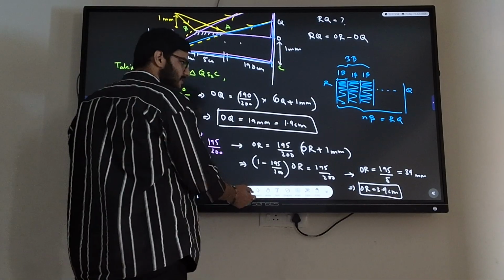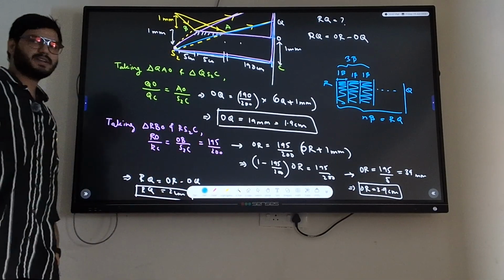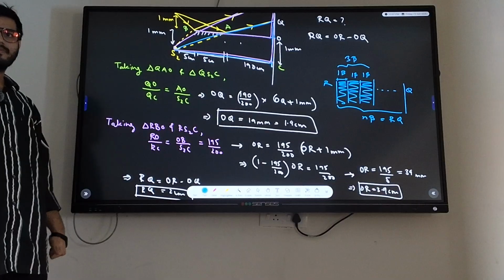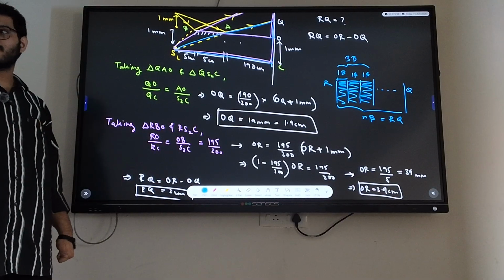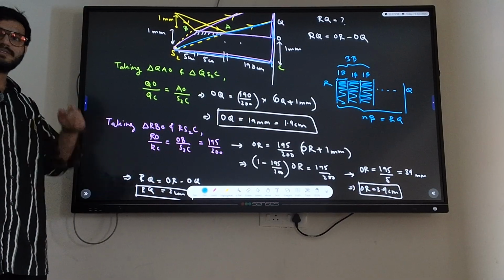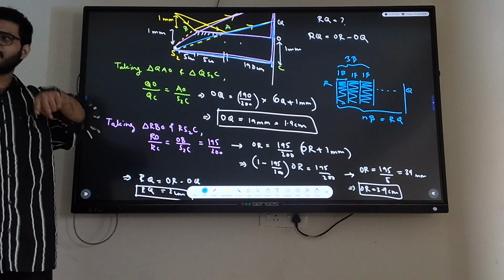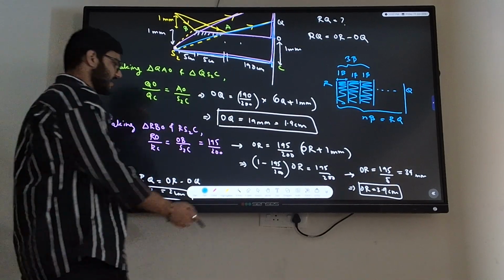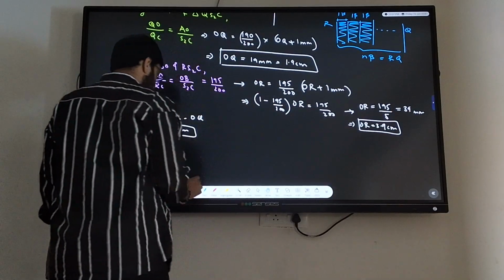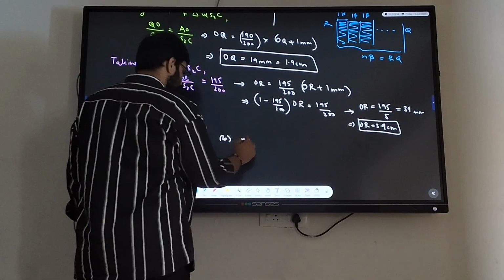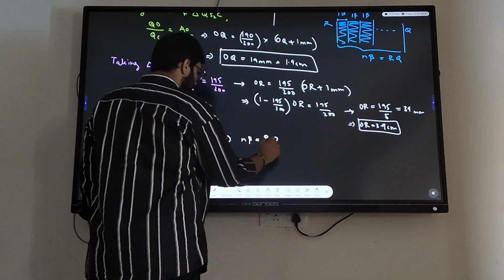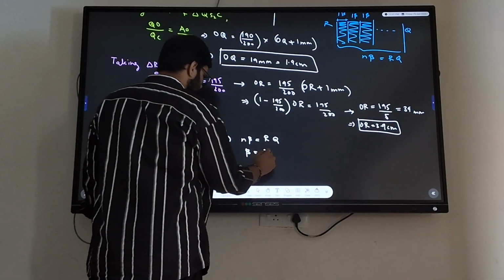Now it's very simple. You just have to find beta. And what is beta equal to? Which D and which D? Lambda capital D by small d. Yes. Now you just substitute and get the answer. So n beta should be equal to RQ. But what is beta? Lambda capital D by small d.